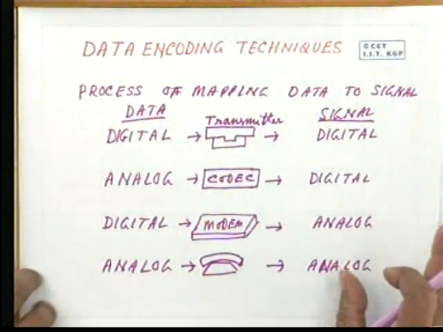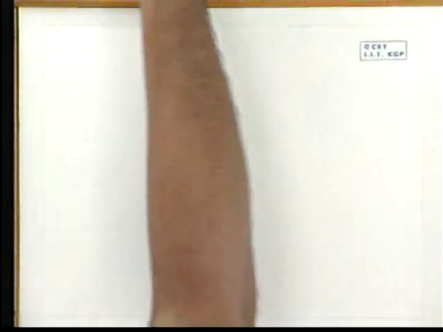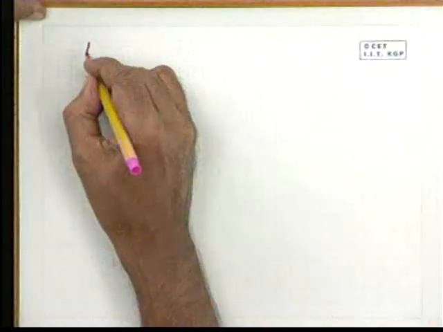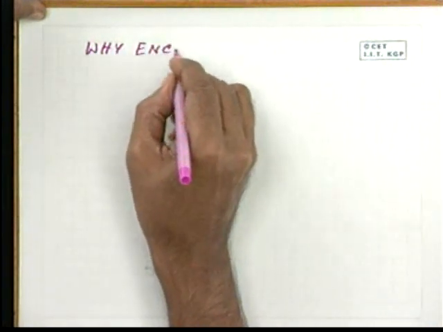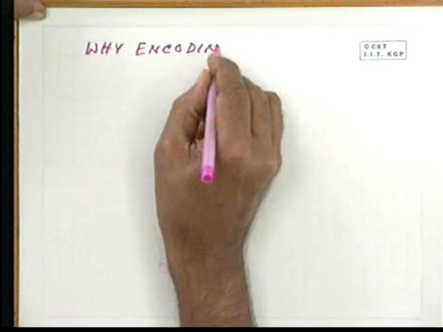Now, you may be asking, why encoding? Why is it necessary to do encoding? First of all, let us try to understand what our objective is. Our objective is to transmit or send data, or send a signal, through a medium.